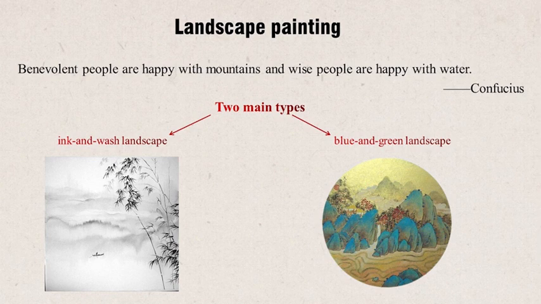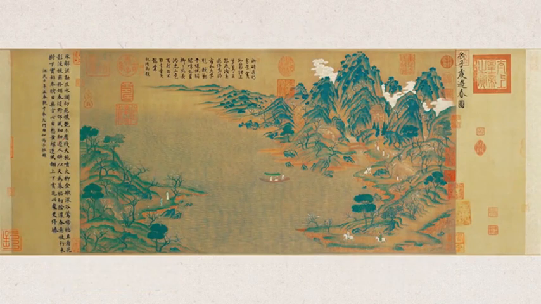There are two main types of landscape paintings. One is ink and wash landscape, with only the color of the ink and no other color. The other one is blue and green landscape, with the colors blue and green added onto the ink and wash painting. The people in the landscape paintings are very small, and they are often indiscernible without careful observation.